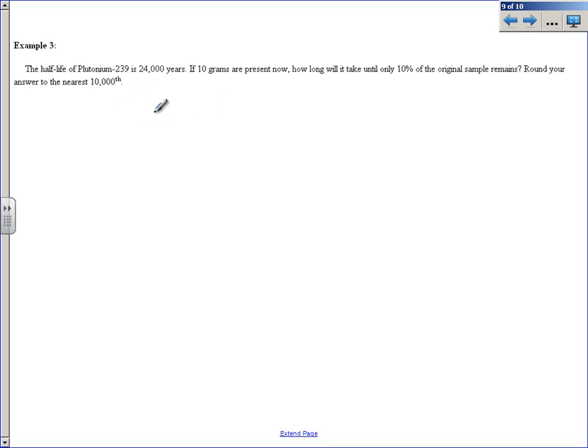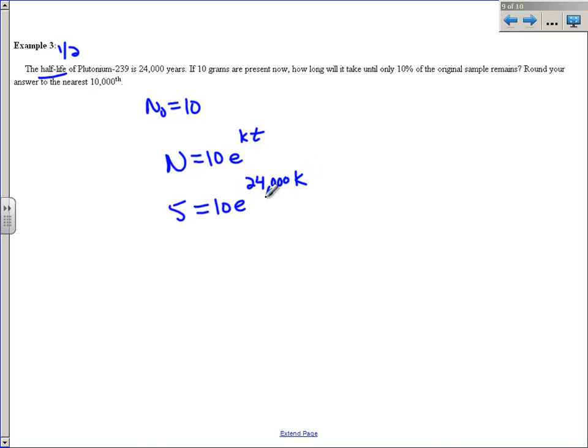All right, first of all, we need to figure out what we have. We're given that n sub 0 is 10. So right now we have n equals 10 times e to the kt power. This half-life, that number is 1/2, tells me that in 24,000 years it will decay down to half of it. So what I'm going to do is put 5 on this side because 5 is half of 10. And then I'm going to plug in 24,000 in for t. My goal here is to find the value for k.